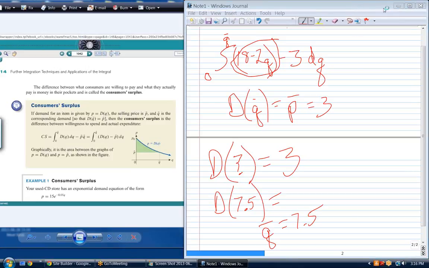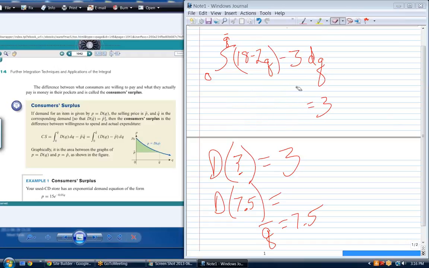and we can solve the integral. In other words, if I go back up here to this integral, and I substitute 7.5 for q bar, now the problem becomes easy. Right? Okay. That makes sense. And you know how to evaluate that?